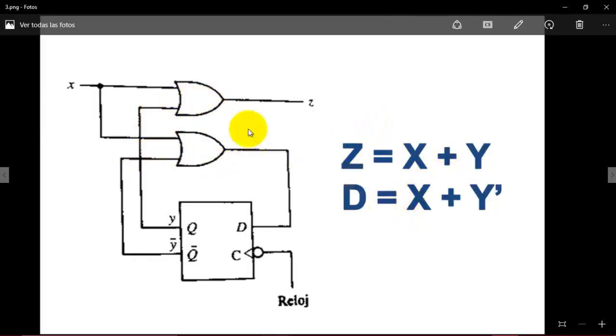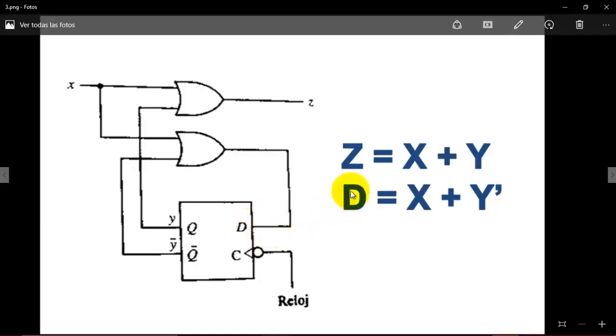So first, we are going to obtain our equations. For Z, we can see an OR that has an X and a Y. So our equation for Z is equal to X or Y.